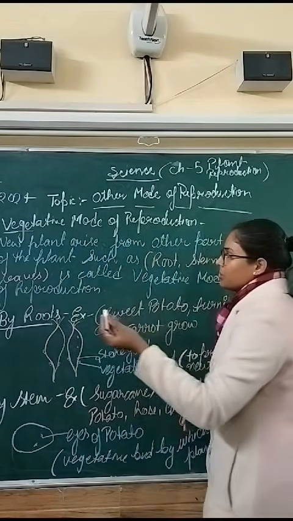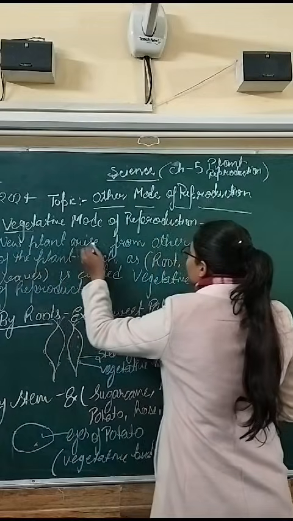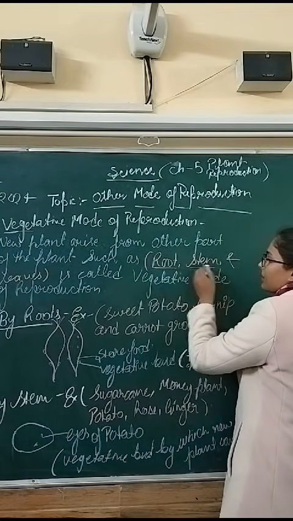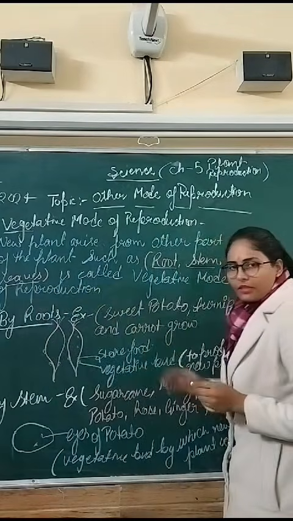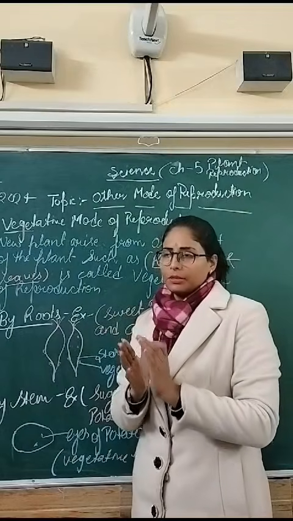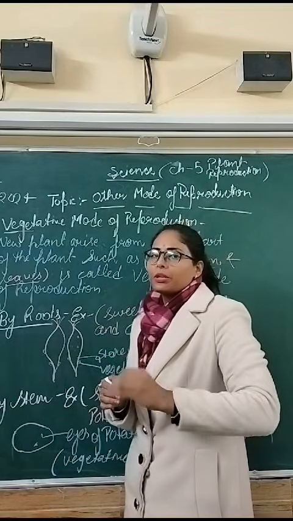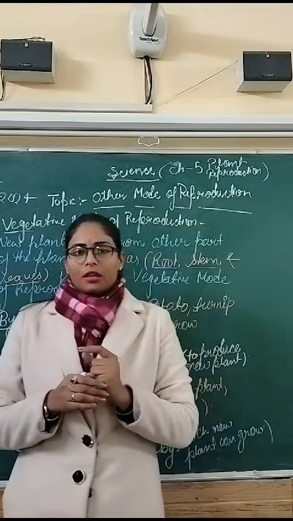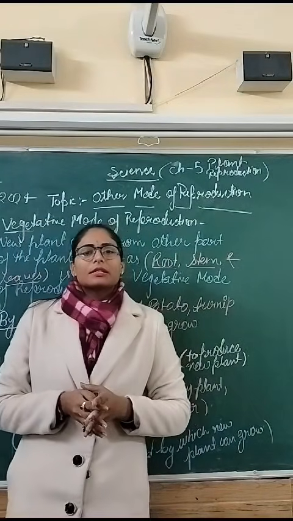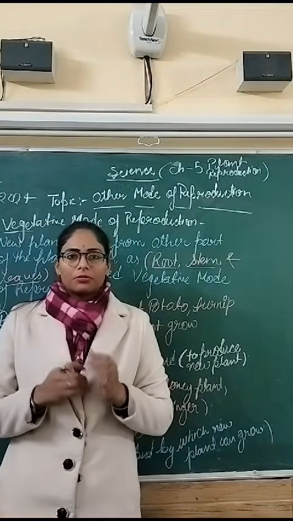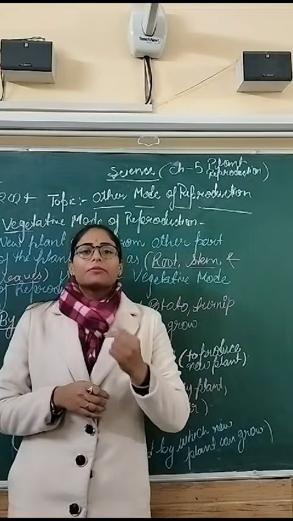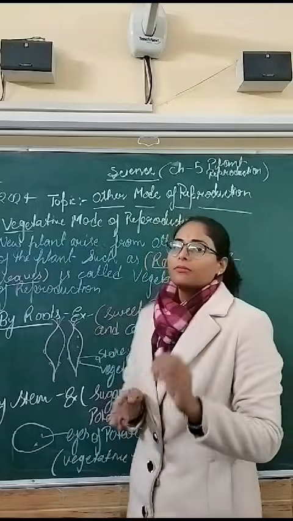Now come to the definition. As I have written here, a new plant arises from other parts of the plant such as root, stem and leaves. So by the definition we can say that any part of the plant which has the capability to give rise to a new plant by the root, by the stem or by the leaves is considered the vegetative part of the plant. Further we will see this.